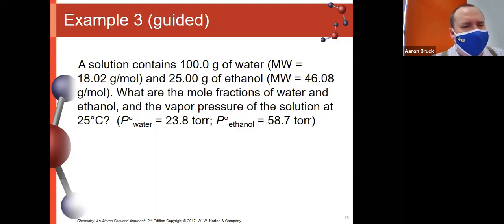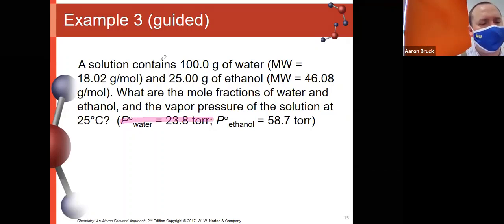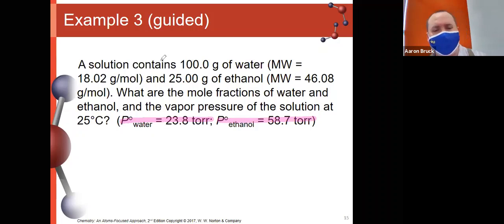We've got a solution that contains 100 grams of water and 25 grams of ethanol. We need to know what are the mole fractions of water and ethanol, and what is the vapor pressure of the solution at 25 degrees Celsius. We are told that the vapor pressure of water is 23.8 torr, and that the vapor pressure of ethanol is 58.7 torr.